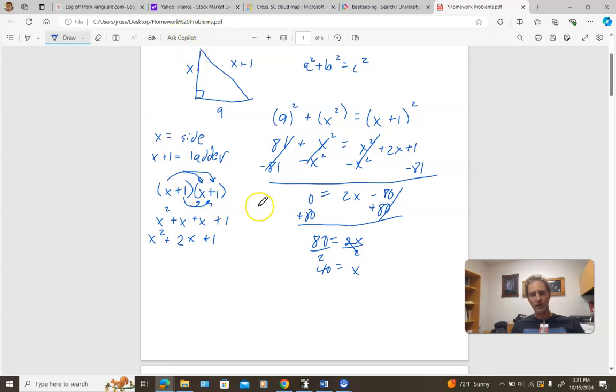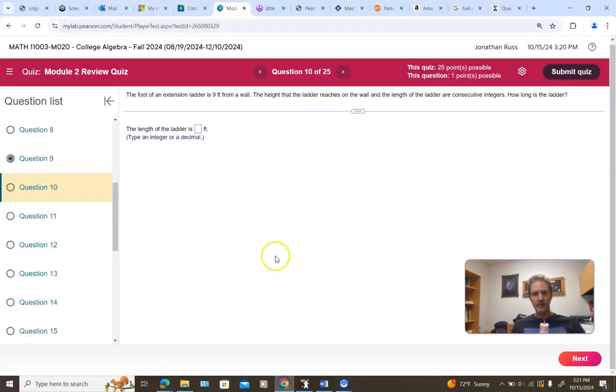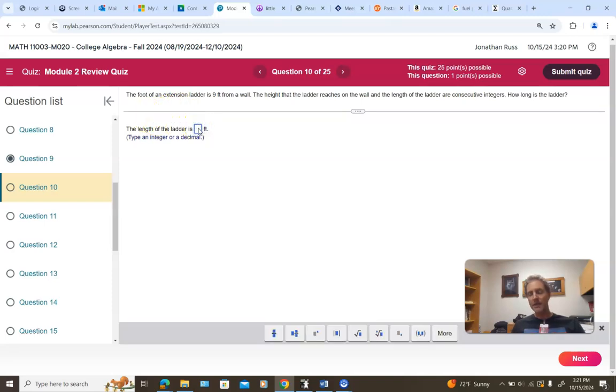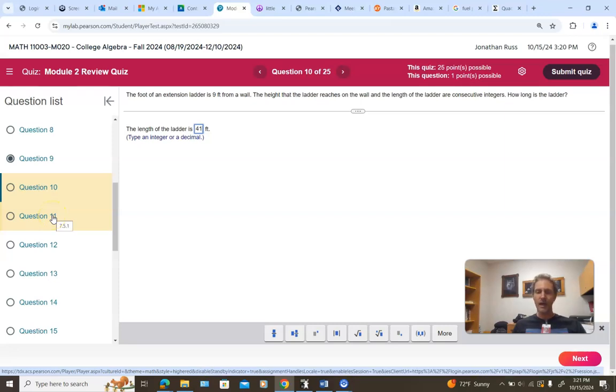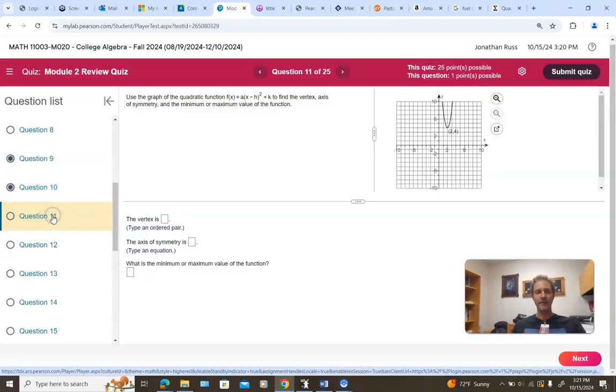Let's go back and look at our question to see what it asks. It says the length of the ladder. So the length of the ladder is actually x plus 1, so 40 plus 1, which is 41. Be careful in this one, guys, because lots of times I've seen in the past, students will, once they find the value for x, they just plug it in. They get it wrong. Because x just represents the height that the ladder reaches on the wall, not the actual length of the ladder.